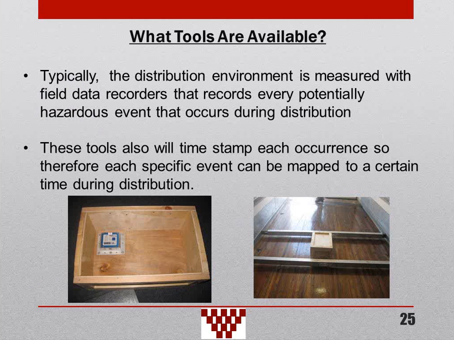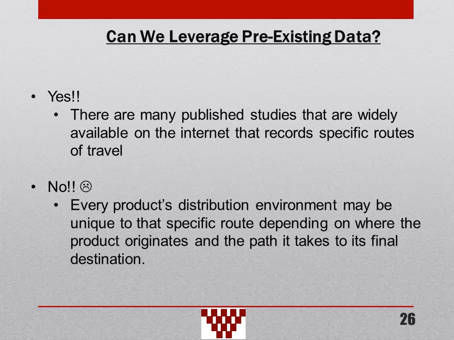And now many of you are probably thinking, wow, that sounds like a lot of work. Is there any pre-existing data that we could leverage, because I don't really have time to map my whole distribution environment? And what we tell everybody is yes and no. So let's go over the yes first. With yes, there are many published studies widely available on the internet that record specific routes of travel. So you just do a search for distribution study, and you'll probably get something.